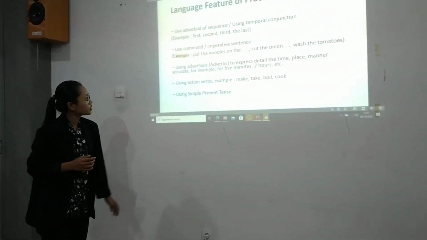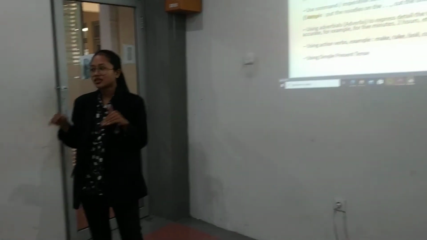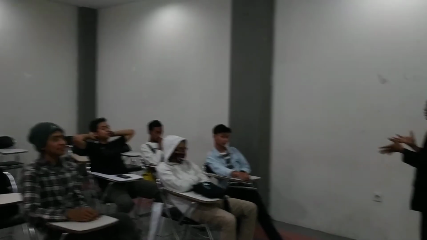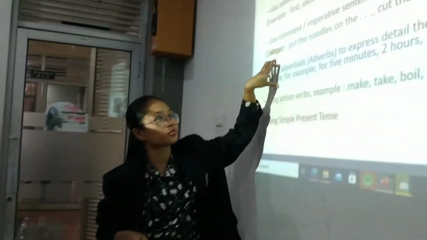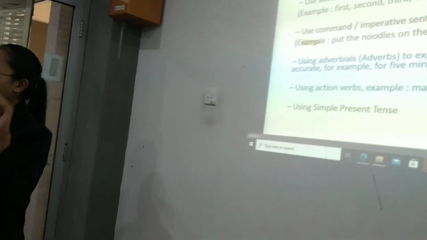And the third is using adverbials or adverbs to express detail of time, place, manner accurately. For example, for 5 minutes, 2 hours. This is the duration, like boiled for about 3 minutes, right? So it is included in adverbials or adverbs. And the fourth is using action verbs like make, take, boil, cook, open. And the last is using simple present tense. Procedural text has to use simple present tense. Any questions, everyone? It's quite clear. Okay, good.